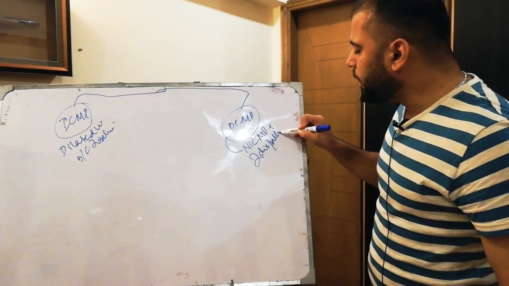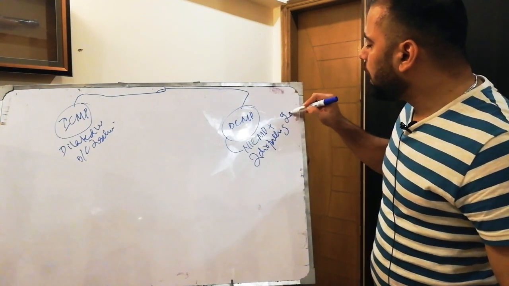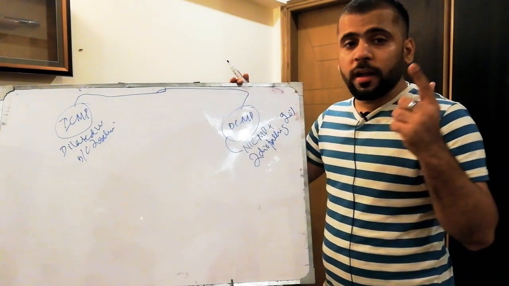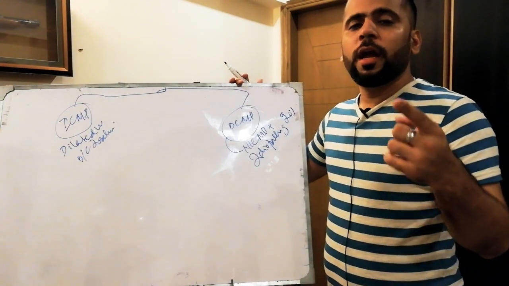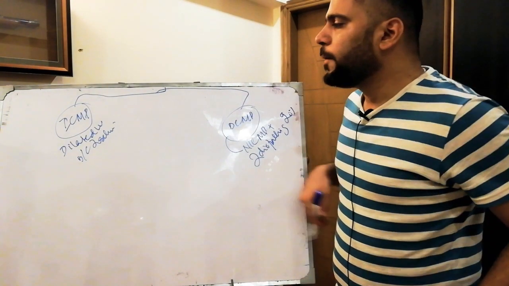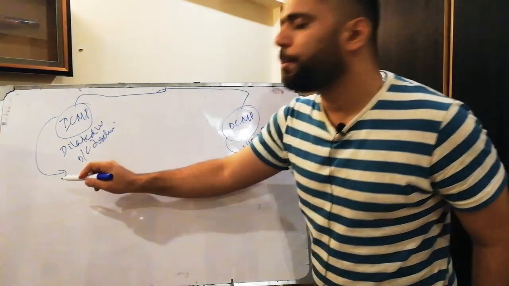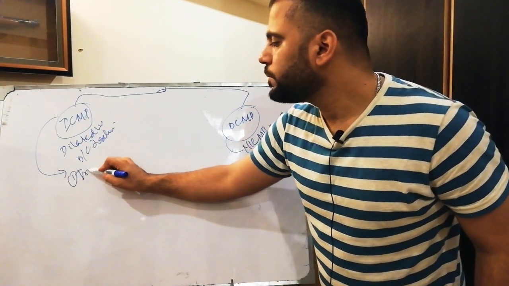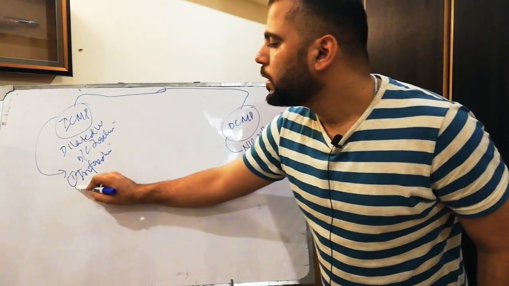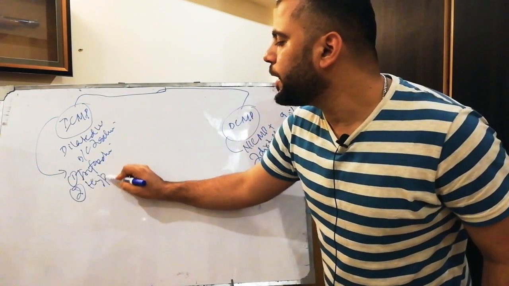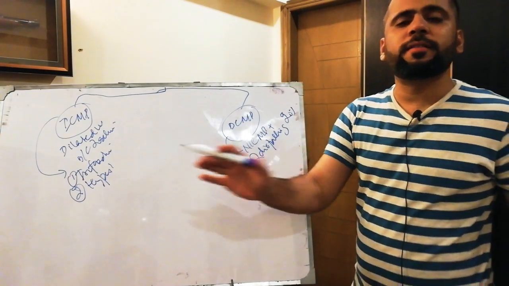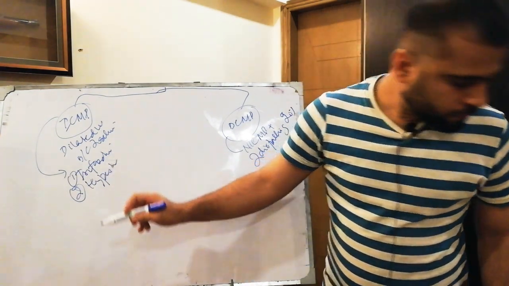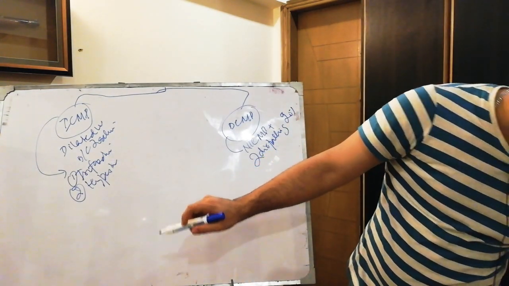So more than 20% of the cases in this DCMP are unknown, so you would label them as idiopathic dilated cardiomyopathy. But to label ischemic cardiomyopathy, your patient should have one of three things. One, infarction. Number two, hibernating myocardium, which you have identified by non-invasive investigations. And third thing is severe coronary artery disease.